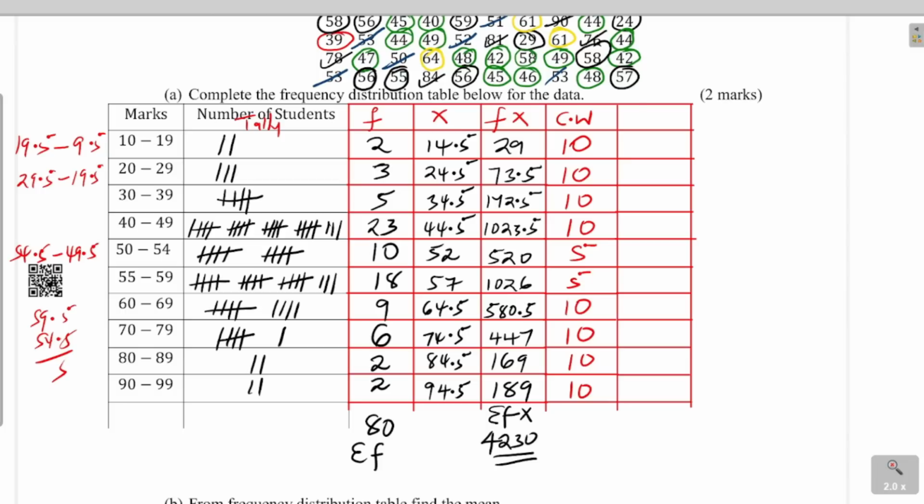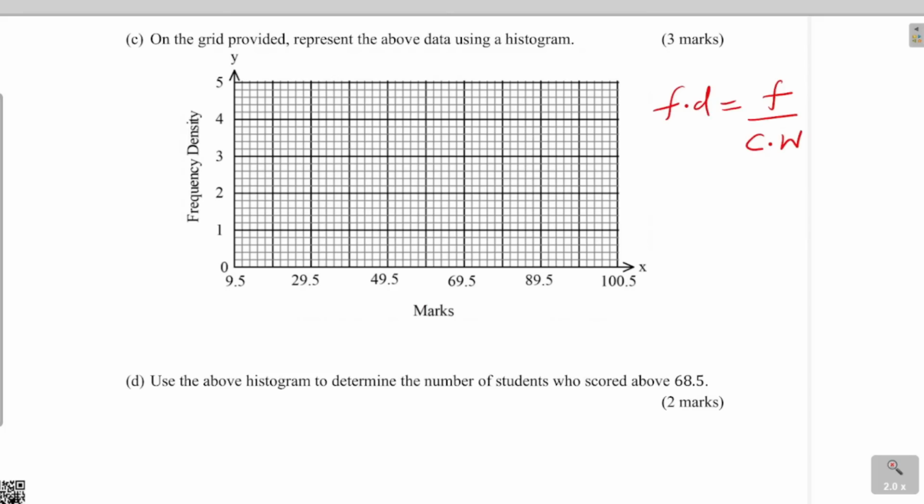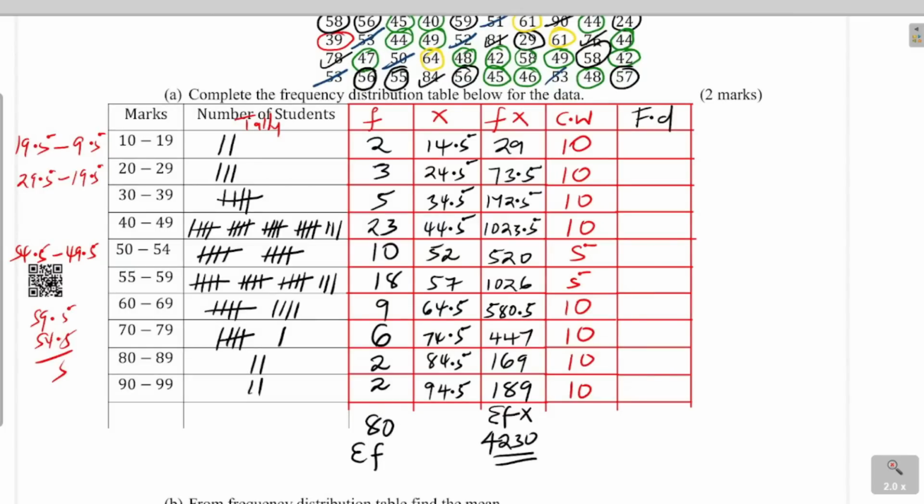So now let's get the frequency density. So frequency density, which we have noted, we get it by getting the frequency divided by the class width. I'll just illustrate that using the first class. The frequency is 2. So frequency density is equal to frequency, which is 2 for the first class, divided by the class width, which is 10. So that will give 0.2. So we do that for all the others.